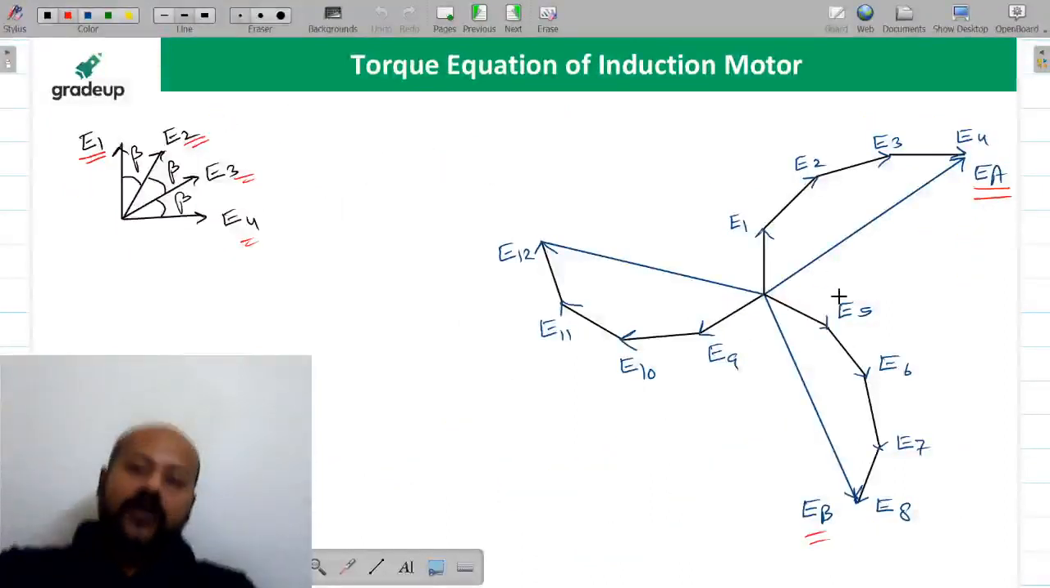So this is how you are getting a 3-phase distributed winding for the stator. This is for 120 degree spread. Now let us try to see the 60 degree phase spread.